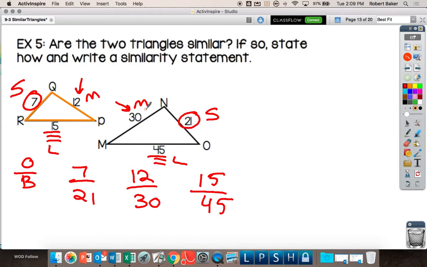So how do we want to do this? We have three proportions. Is cross products going to work here for us? It can, but it's a lot of work. I recommend simplifying your fractions. So you type in 7 over 21 and hit enter. What does it give you? 1/3. If you type in 12 over 30, what does it give you? 2 over 5? If you type in 15 over 45, what does it give you?